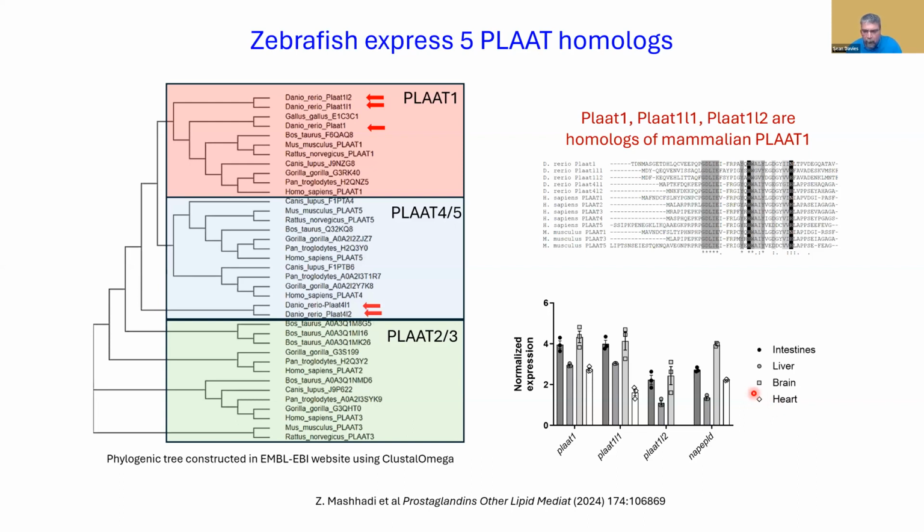Originally, Wenbiao went and looked at the genome of zebrafish, and originally there were 3 plats identified, but by using homology to human plats, he was able to identify 2 additional plat enzymes, which, because they clustered together with plat 1, we called plat 1L1 and plat 1L2. And when we looked at where these were expressed, they were expressed in the intestine, as well as other tissues.